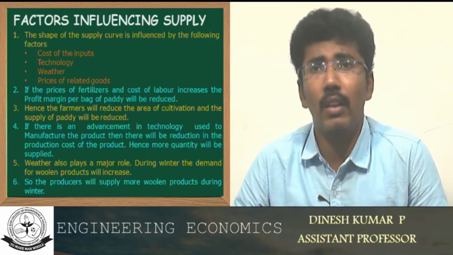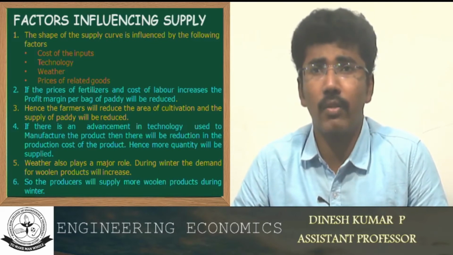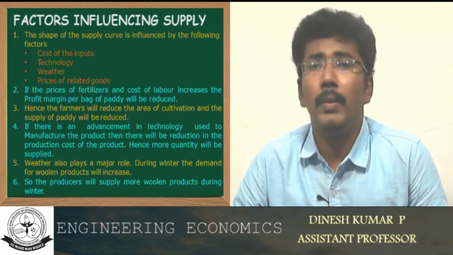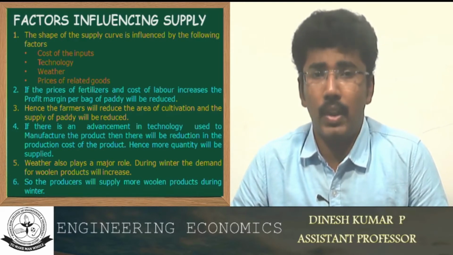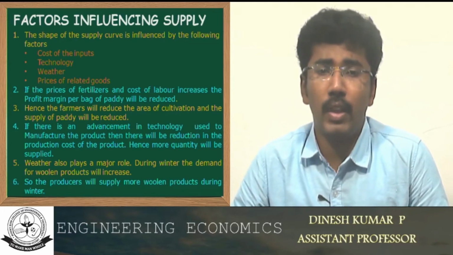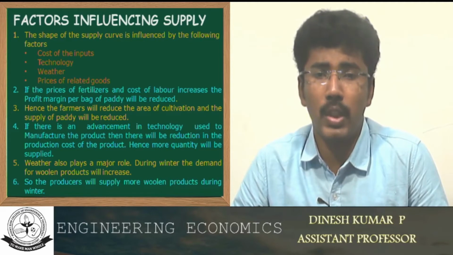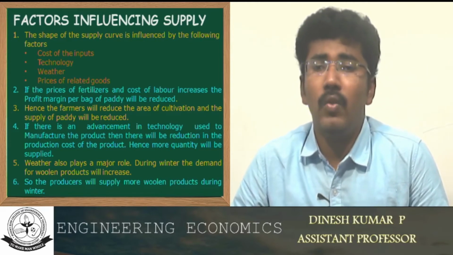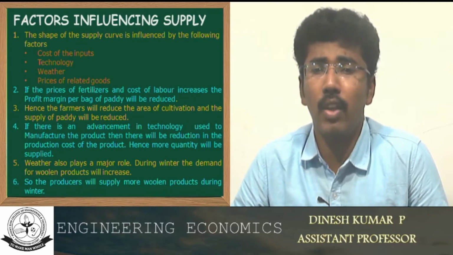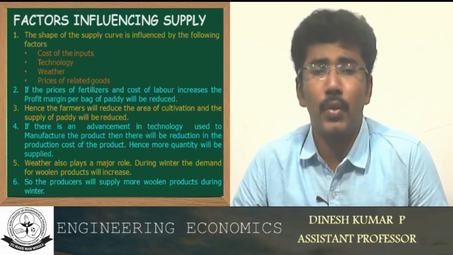Next, what are the factors influencing supply? There are four factors. The first one is the cost of input, then technology, weather, and price of the related goods. Let us discuss the cost of the input. If the price of fertilizers and the cost of labor increase, the profit margin per bag of paddy will be reduced. Hence, the farmer will reduce the area of cultivation and the supply of paddy will be reduced.